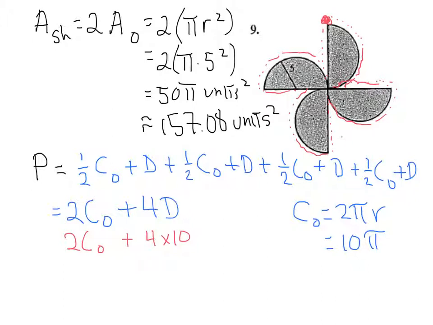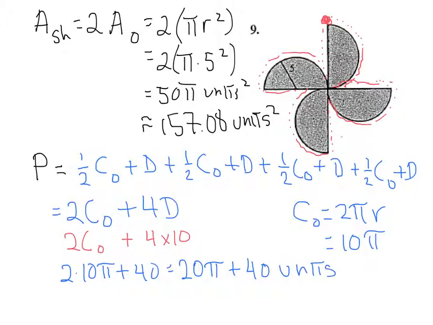So what we have is a circumference of 10 pi, which means when we plug into our formula, what we're going to get is 2 times 10 pi plus 40, which means that our answer is 20 pi plus 40 units. Now, of course, if we want to figure out what that is, we have to be careful not to say 60 pi, because we have 20 pi, but we have 40 ones.